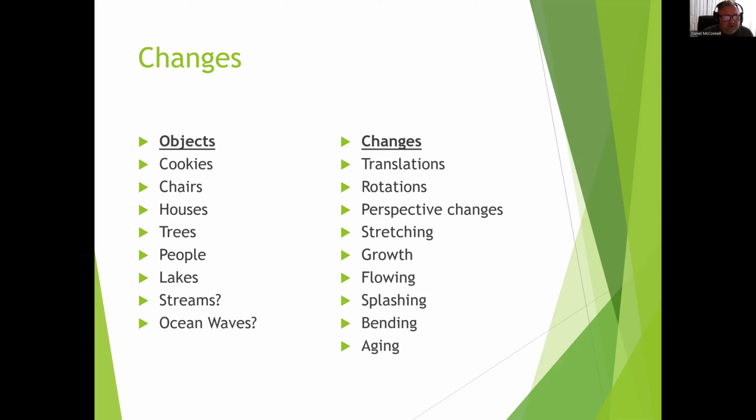But over here on the right, we have the kinds of changes or events. I mentioned the rotation is the second one down.